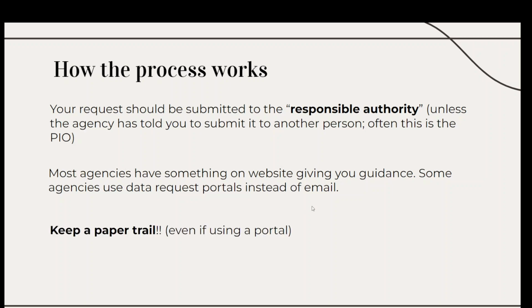And then, and I'm going to say this again later, you've got to keep a paper trail of, even if you're using a portal, what it is you wrote, how you worded it, when you sent it, who you sent it to. All those things need to be documented. I would recommend either in printed out paper or PDFs, or some sort of copy stored on your computer somewhere where you know you won't lose it.